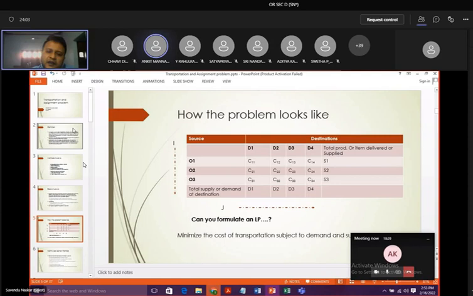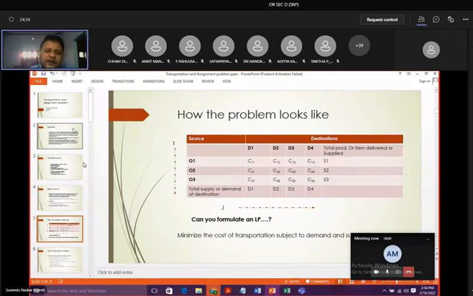Total supply to a particular destination. Correct. So total demand at a destination D1. So in the balanced form, what is going to be the relationship between S and D's? Summation of Si equals summation of Dj. Correct. It should be Dj, but anyway.